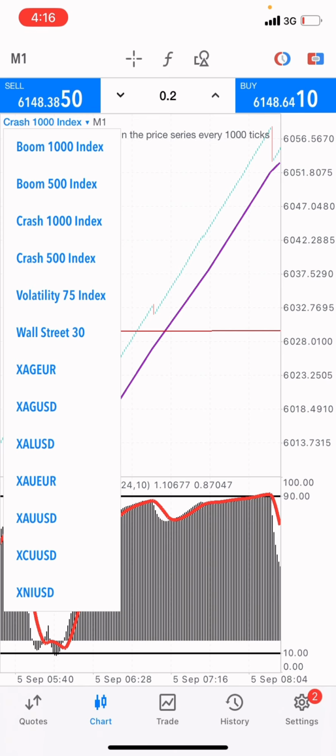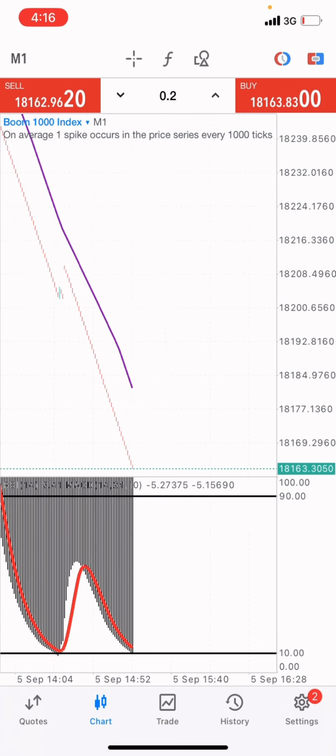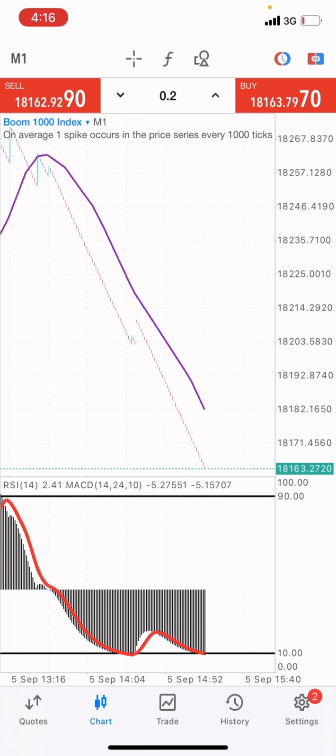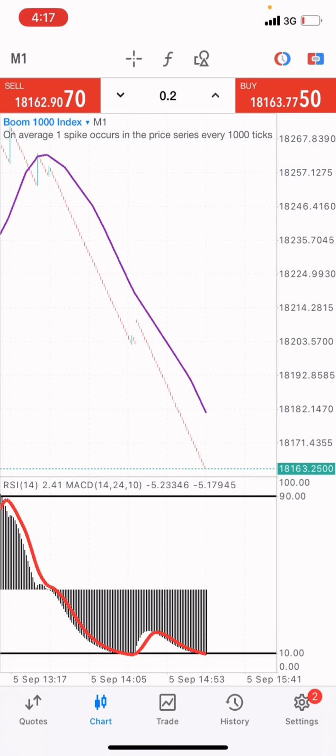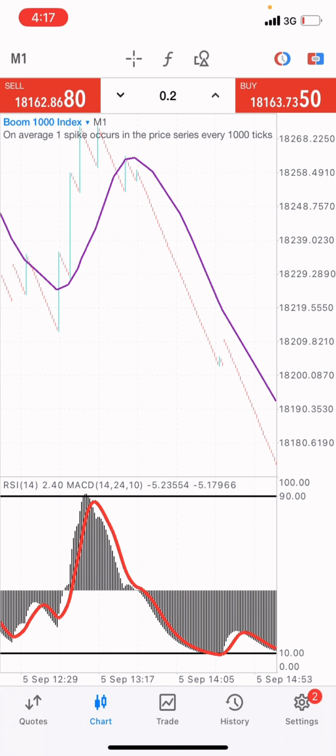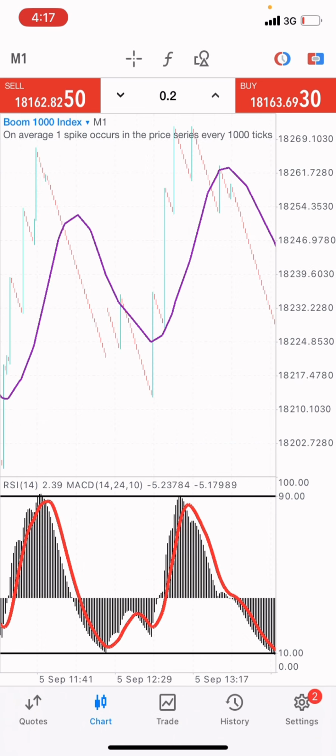So what we're going to do right here is go over to the Boom 1000 index. All right, we're going to check this on Boom 1000 index using the same parameters, which is the RSI, the MACD, and also the moving average. Now you may ask, what is the main function of the moving average? The main function of the moving average right here is so that we can see the flow of the chart, the direction, which is if the price is going downwards or upwards, where price is at in the market. It can show you where the price is actually going to. That's the main function of the moving average indicator.